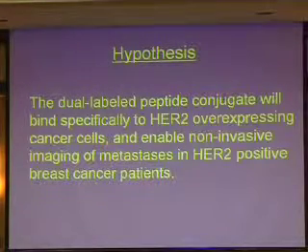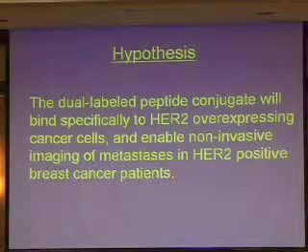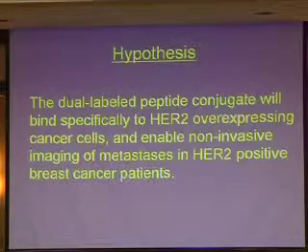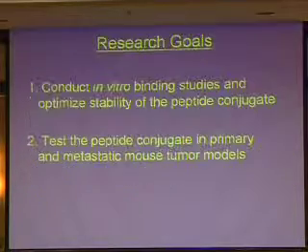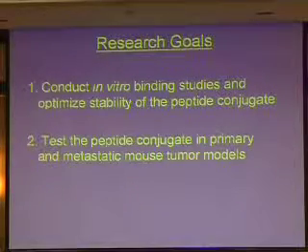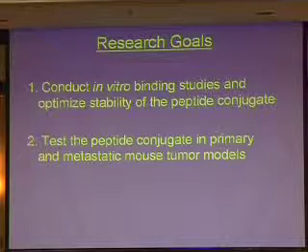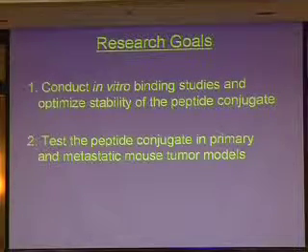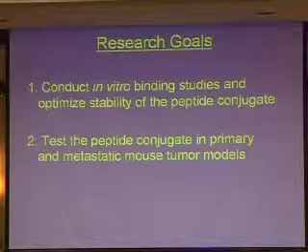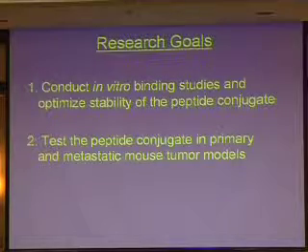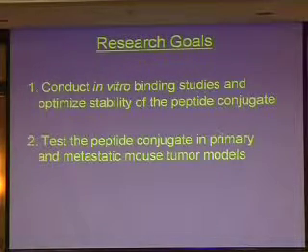So the hypothesis for my project is that this dual-labeled peptide conjugate will be able to bind specifically to these HER2 overexpressing cells and thus enable non-invasive imaging for breast cancer patients. So my two main research goals at this point will be to conduct in vitro binding studies and to also optimize stability of this peptide conjugate, which currently has a limited stability of only a couple of hours. And then secondly, to test the peptide conjugate in both a primary and metastatic mouse tumor model.